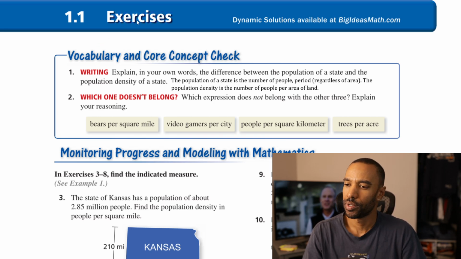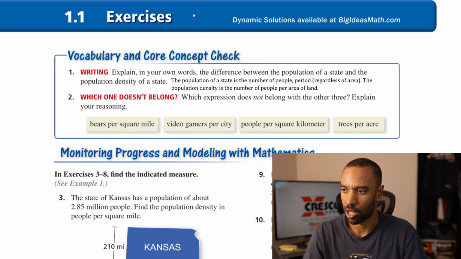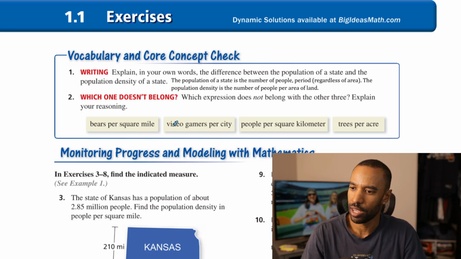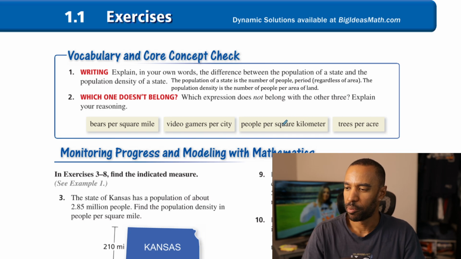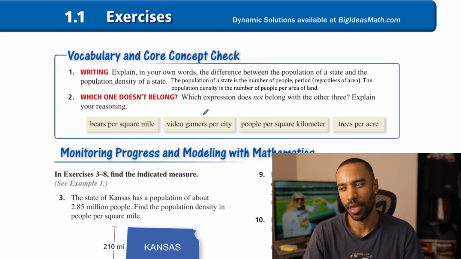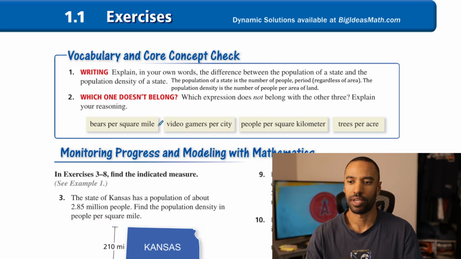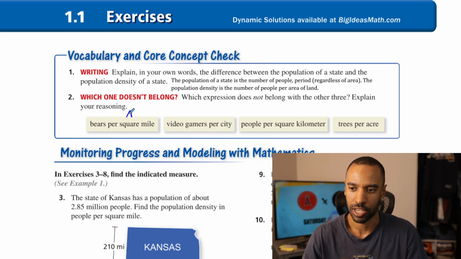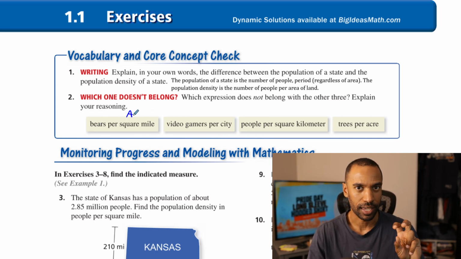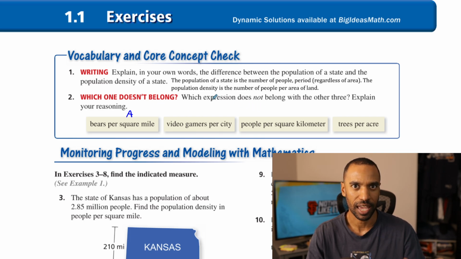Number 2. Which one doesn't belong? Which expression does not belong with the other 3? Explain your reasoning. There are bears per square mile, video gamers per city, people per square kilometer, or trees per acre. What I would generally try and do here is I'll mark one of these as A, for example, and if others are the same as it, as far as what they're comparing, I'll mark the others as A and the other one as B.